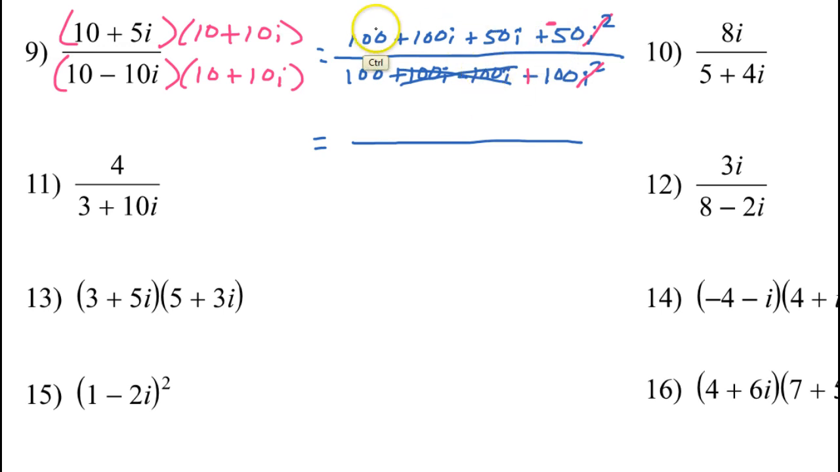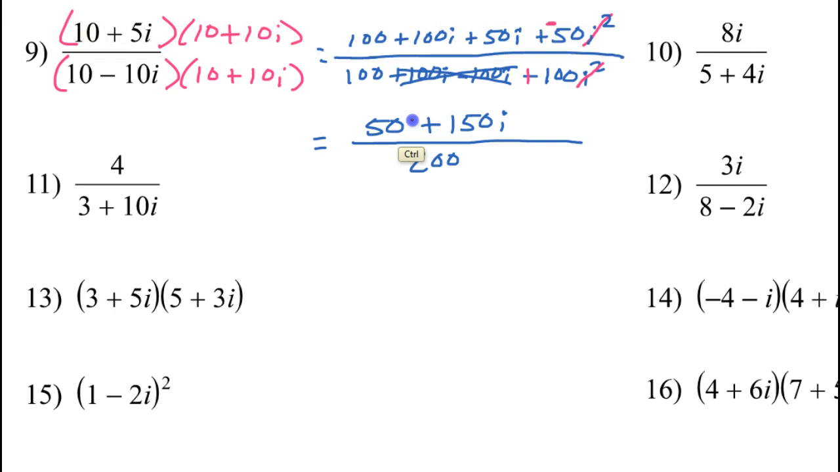So, let's see. I have 100 minus 50, so that is 50. And then I have 100i plus 50i, so that is 150i. In the denominator, I have 100 plus 100, so that is 200.